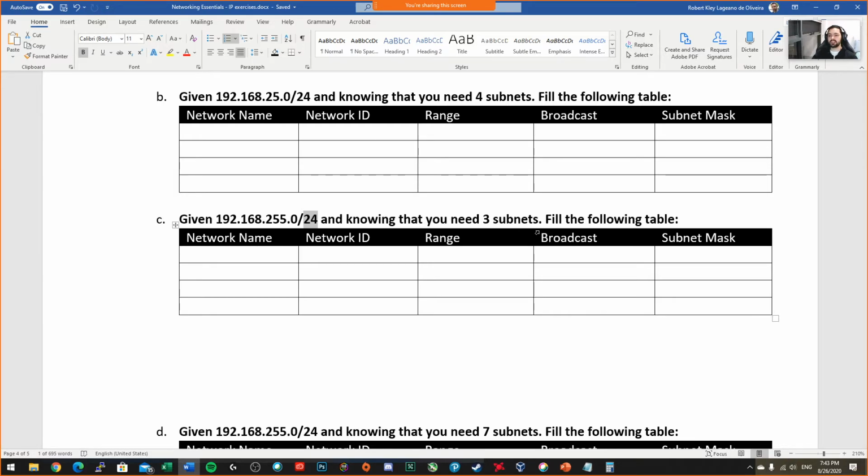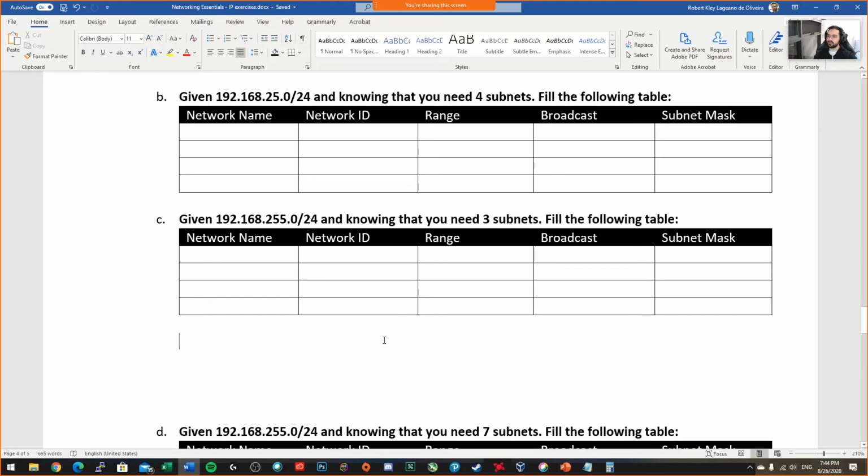And you have to adjust it in a way that it will allow you to represent 3 subnets. So I need to borrow 2 bits from host, so it will make /26. Exactly, you need to borrow 2 bits. How do you know that you need to borrow 2 bits? Because I need 3 subnets and 2 to the power 2 would be 4.